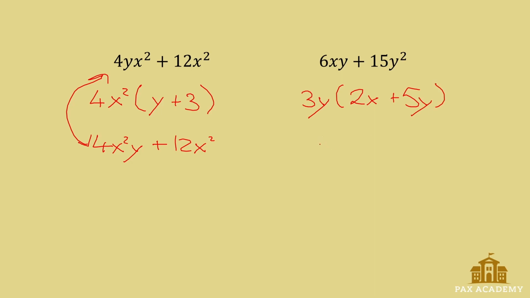And then again, let's expand to see if this is correct. 3 times 2 is 6, y times x, xy, or yx, same thing. Then 3 times 5, or plus 5, is plus 15, y times y is y squared. So again, this is correct.